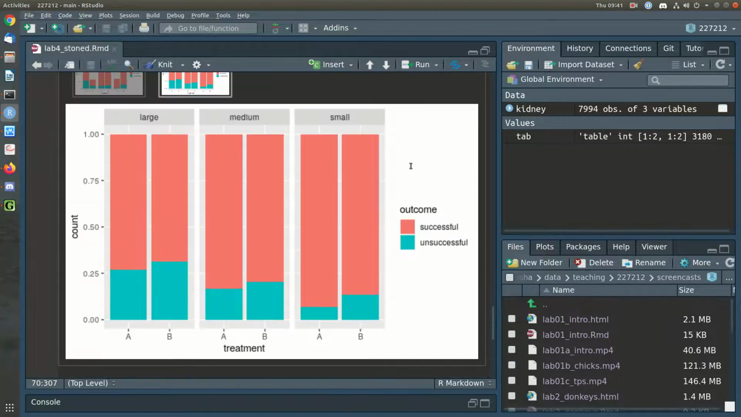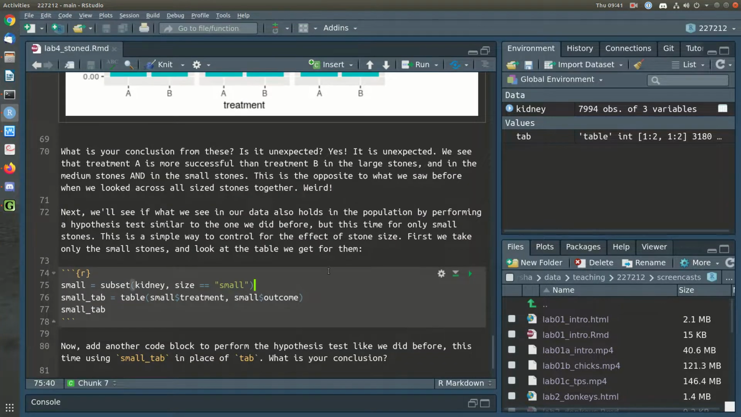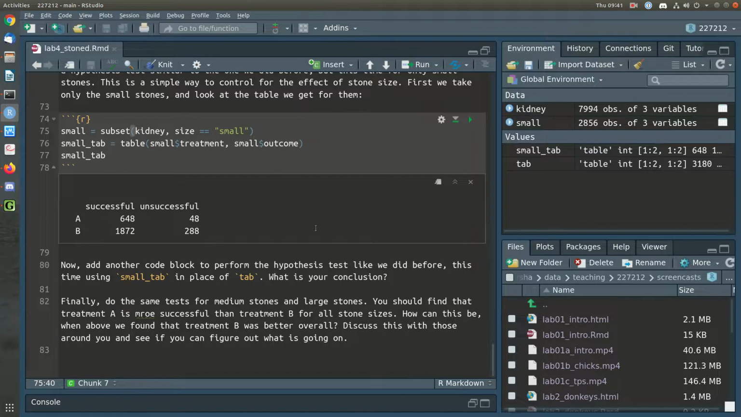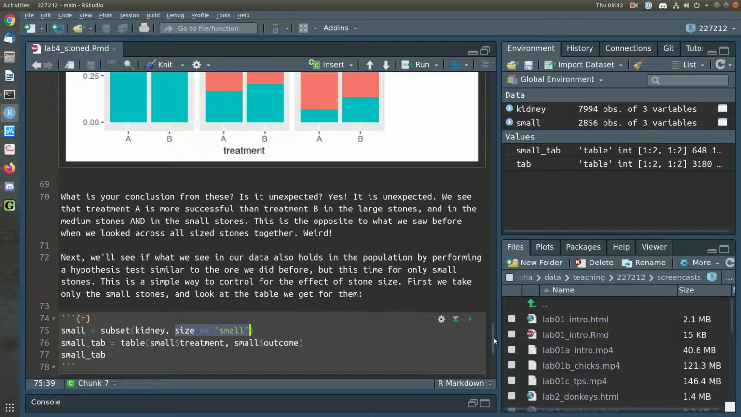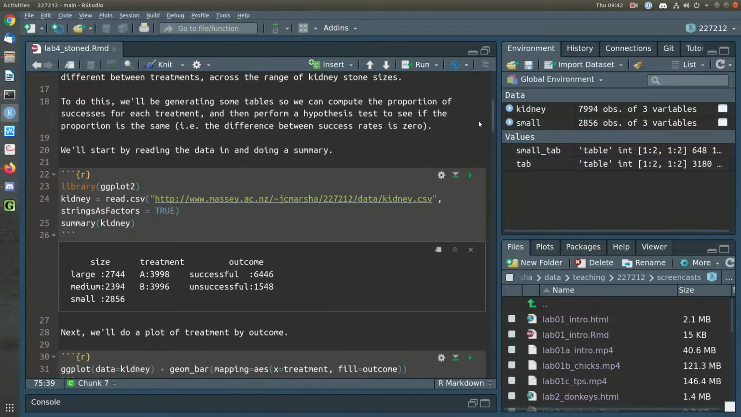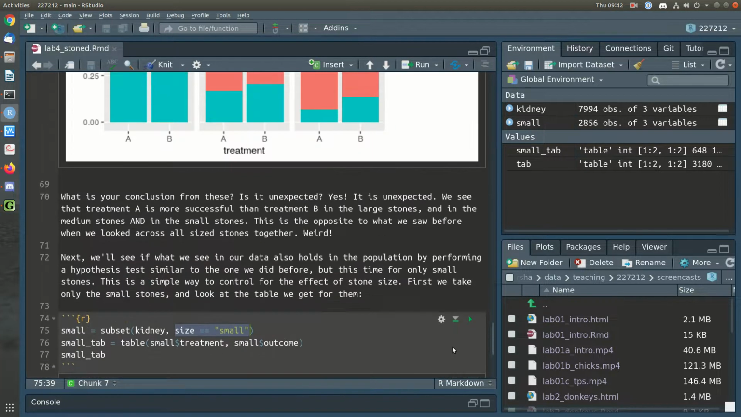So first of all, we're going to pull out just the small stones into a separate data set. So that's what this first subset command does. Right? So we can use subset to find particular observations in the data. And so we're finding the things such that the size is small. So you can see that within this, we've got 2,856 observations of small, which should agree with what we had back at the start. So we can see here that we've got 2,856 small stones. So we just pulled those ones out.